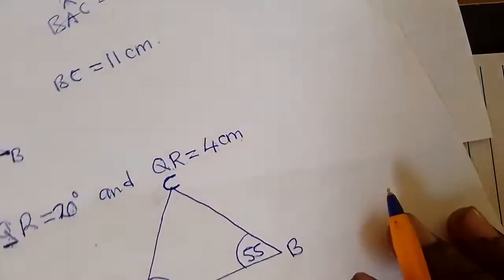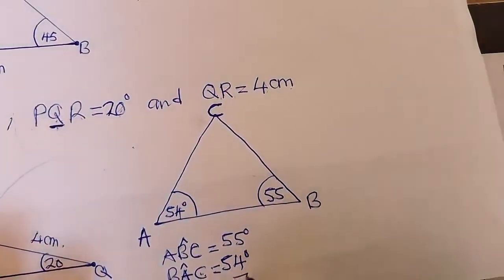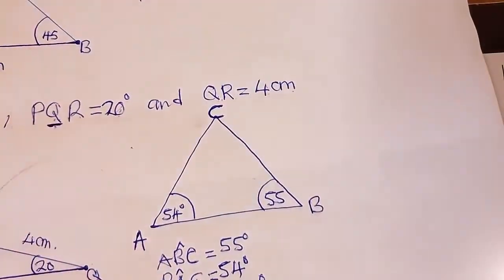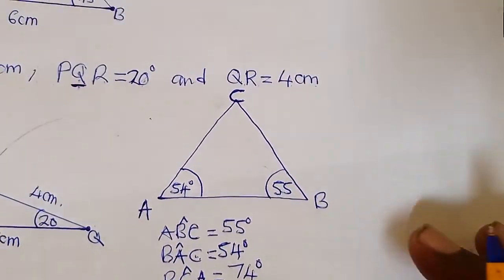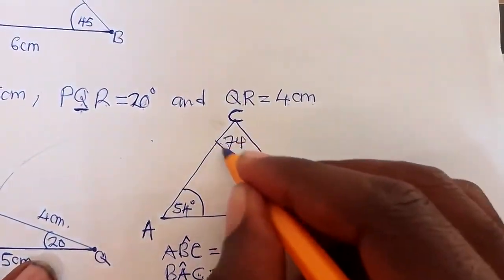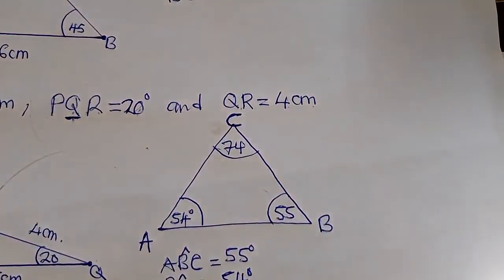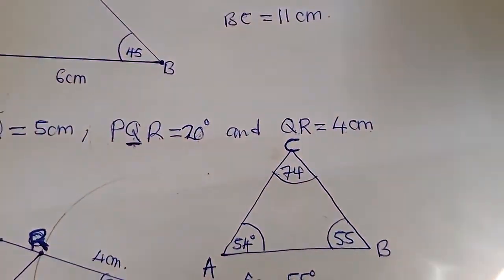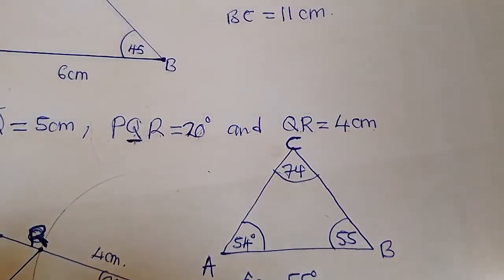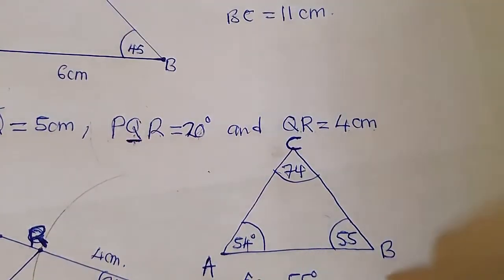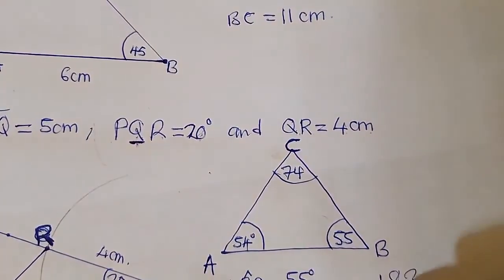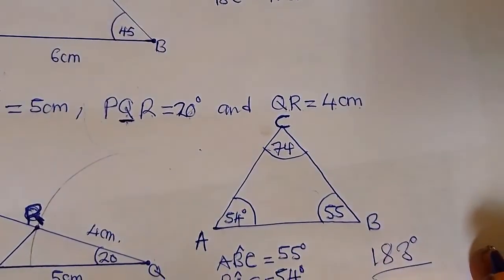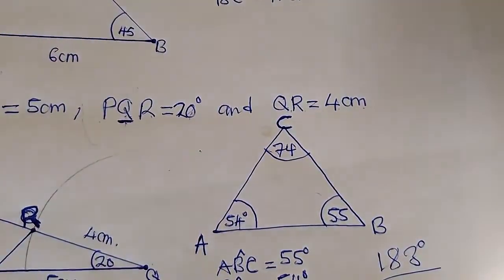Have you seen? I will say 74 degrees. So these are the measurements. You can put it in any angle that you are able to see as long as you are doing the correct things. If you try to add all these, we were just approximating, you discover that the answer will amount to what? 183 degrees.